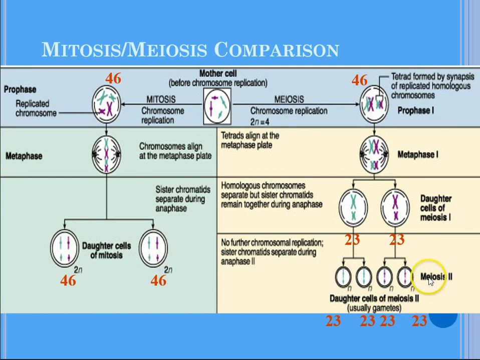Now, these could all be sperm, and if they're all sperm, they'll all be sperm. Only one of these would become an egg. So meiosis produces 1 egg and 3 polar bodies, which are not viable as gametes, or 4 sperm, depending on male or female.